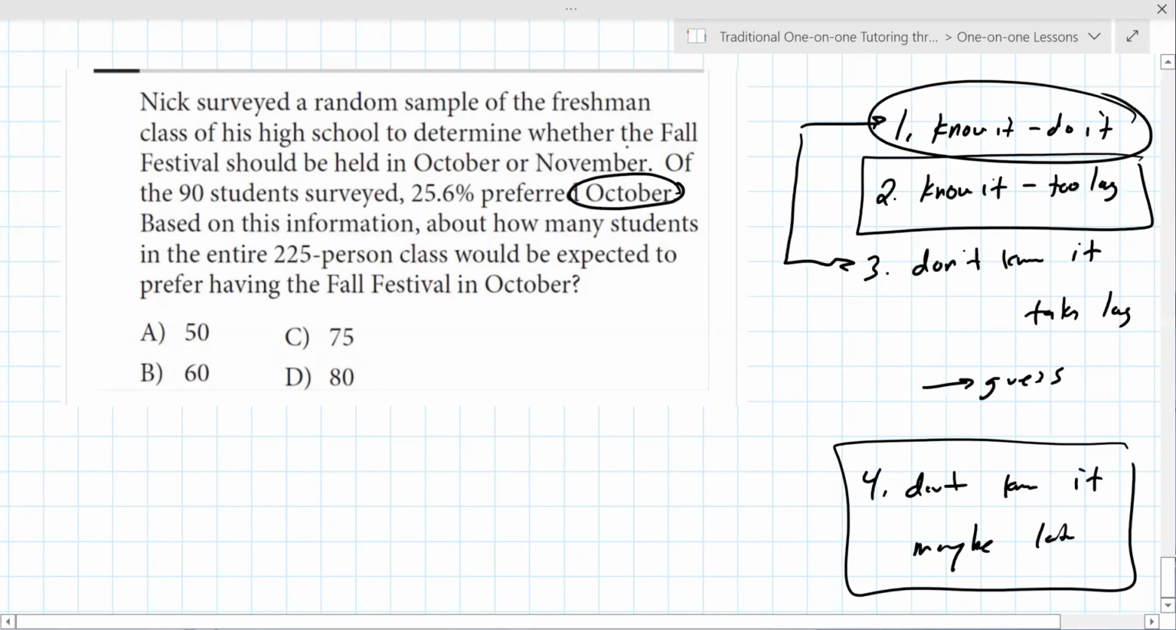Based on this information, about how many students of the entire 225 person class would be expected to prefer having the fall festival in October? So we basically want a fourth of that number. You don't have a calculator on this, and it would be easy just to grab it. You could do that, I would never know, but we want a fourth of that. So we know a fourth of like 200 is 50. This is more than 200. So is the number bigger than 50?